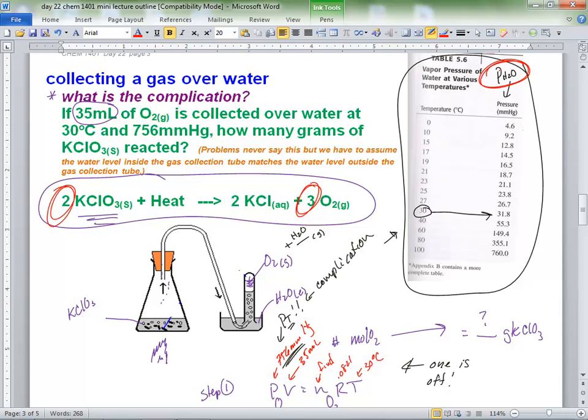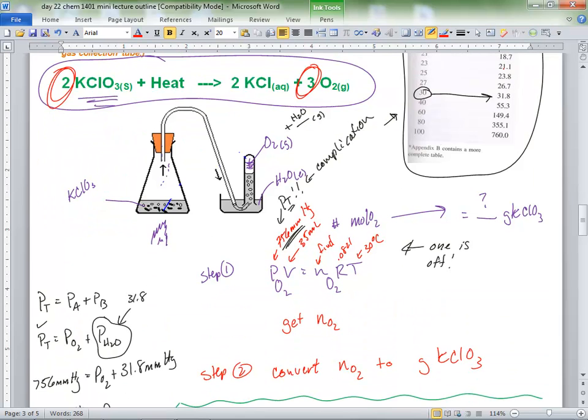They'll call it the vapor pressure of water, or the partial pressure of water. But that pH2O is in that table. So whatever pressure they give you when you're collecting a gas over water, it's off. You have to subtract what Jesus said. You've got to subtract pH2O out of there. Okay? And then you get your moles of what you're after. Last step, mole bridge. Okay?